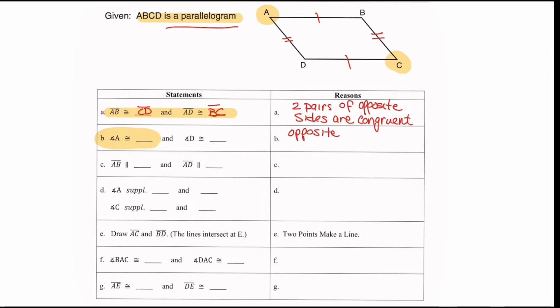Next, angle A is congruent to some other angle, and opposite angles are congruent here. Opposite angles are congruent would be the reason I'm putting here, that angle A is congruent to angle C, and angle D is congruent to angle B.